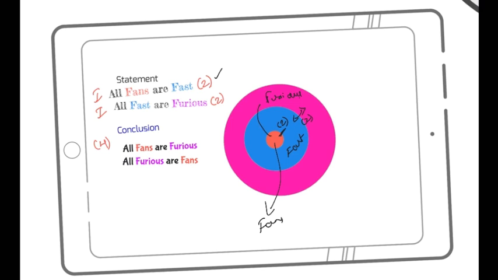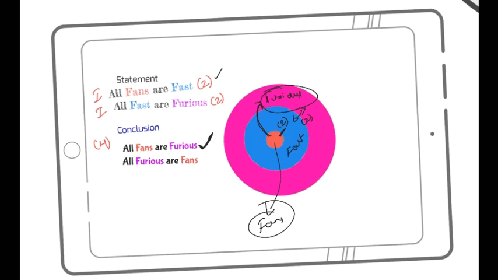But in the end, I'm also getting this. I can also surely say all fans are furious, right? Because all red are blue and all blue are pink. So all red are pink. I can surely say all fans are furious. This is something that is definite and will be my conclusion, and this is given here. So that is my conclusion. But can I say all furious are fans? No.